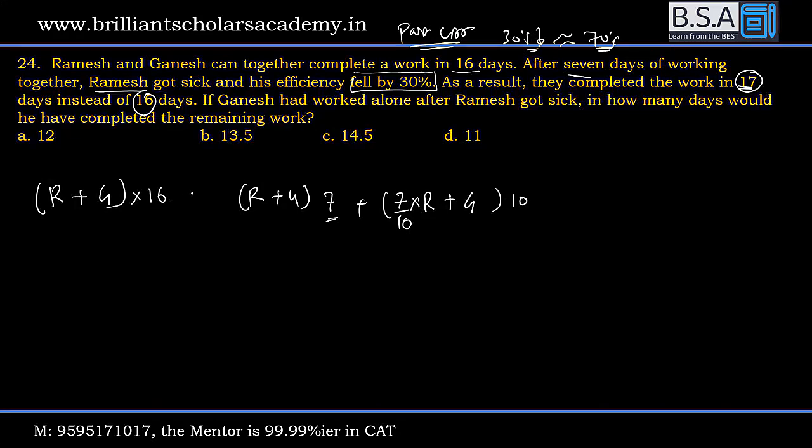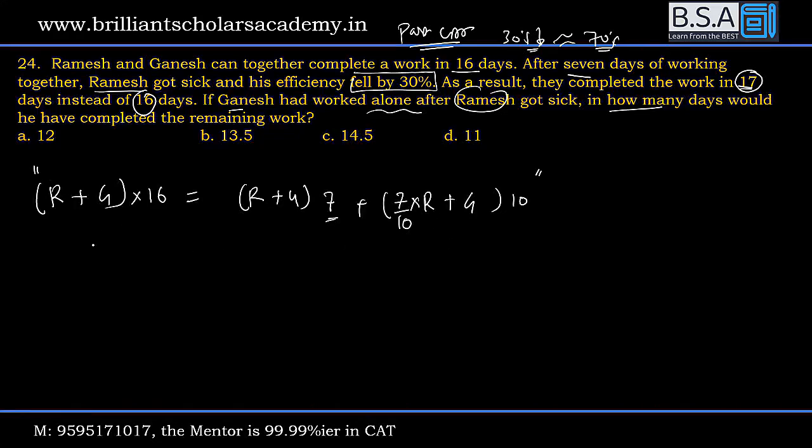This is the work. Then the question is, if Ganesh had worked alone after Ramesh got sick, how many days? So first, why is this information given to us? So that we can work with the speed of these individuals.